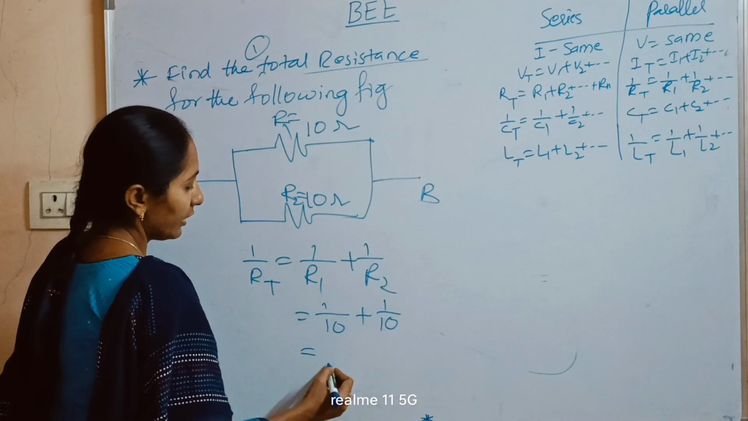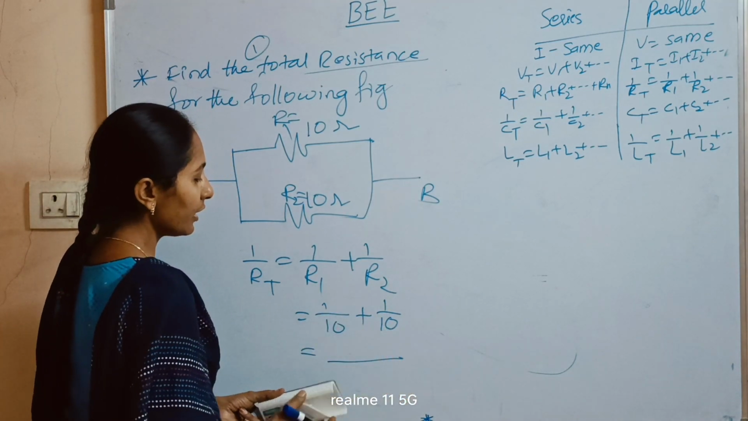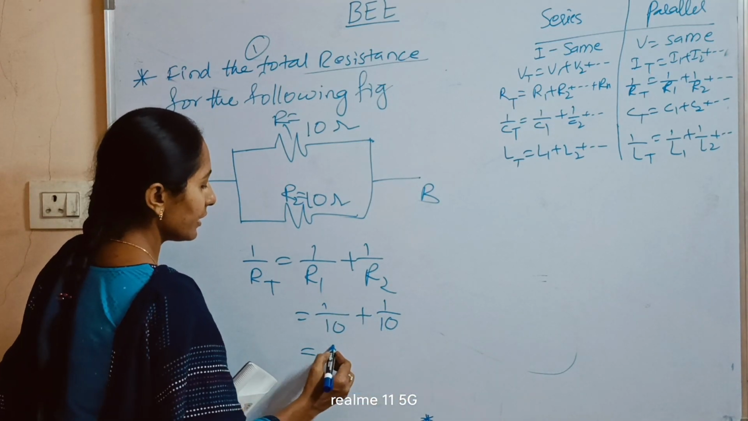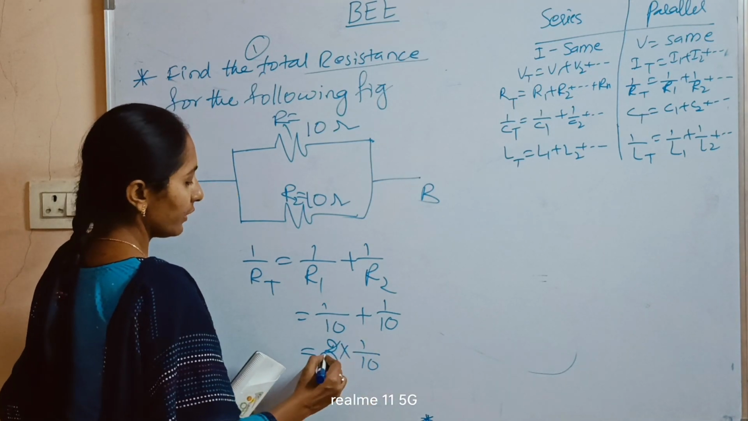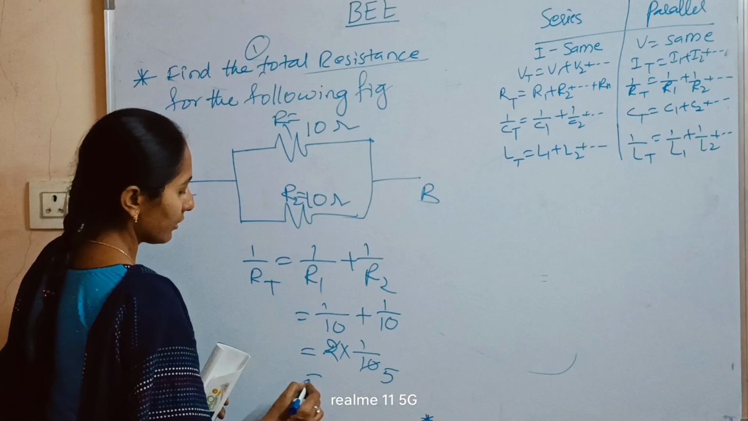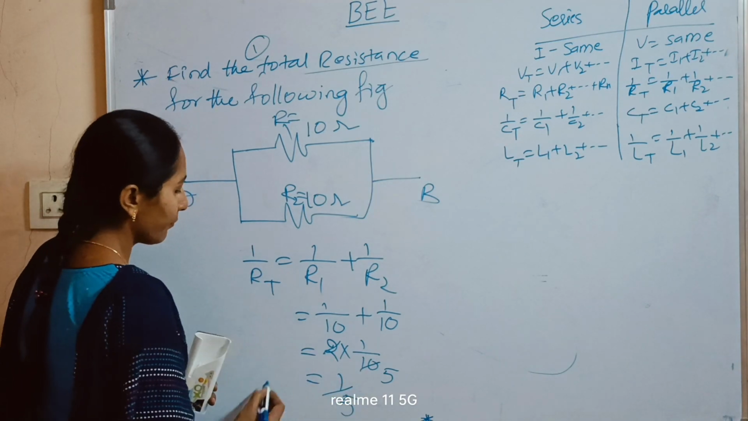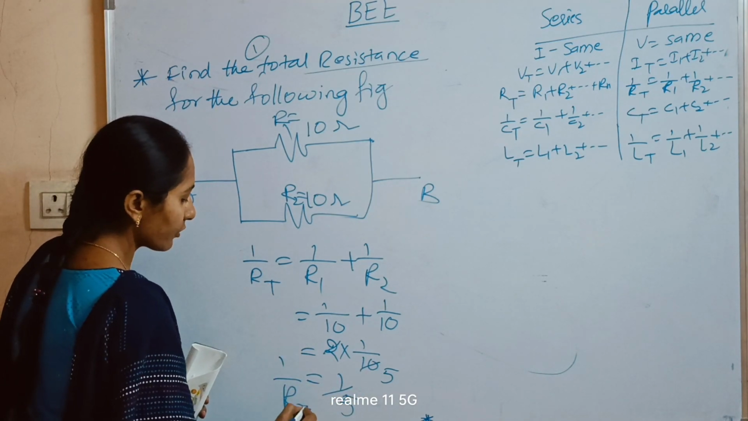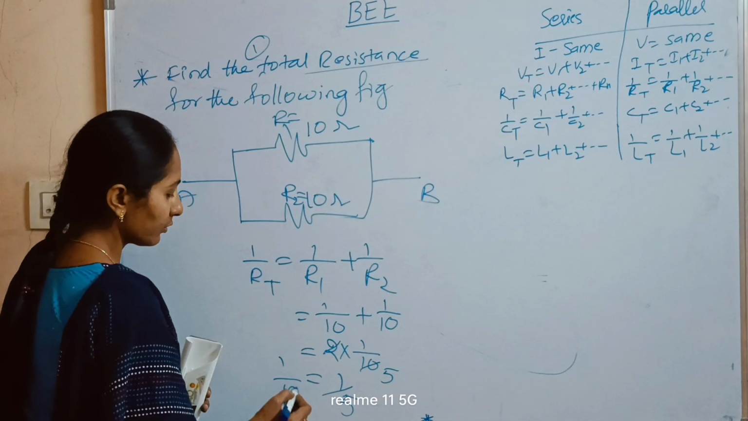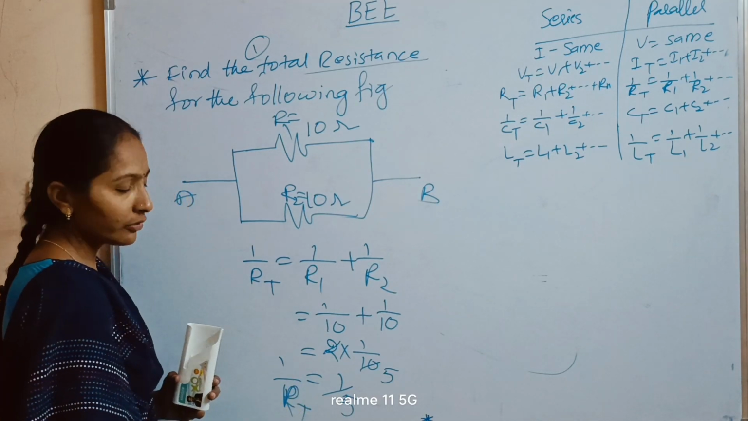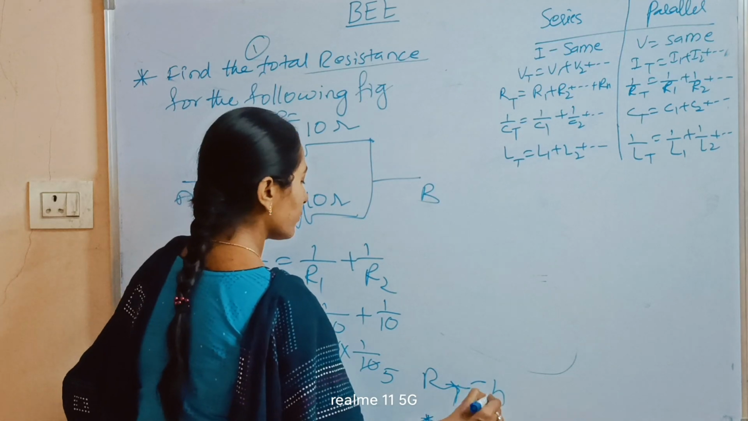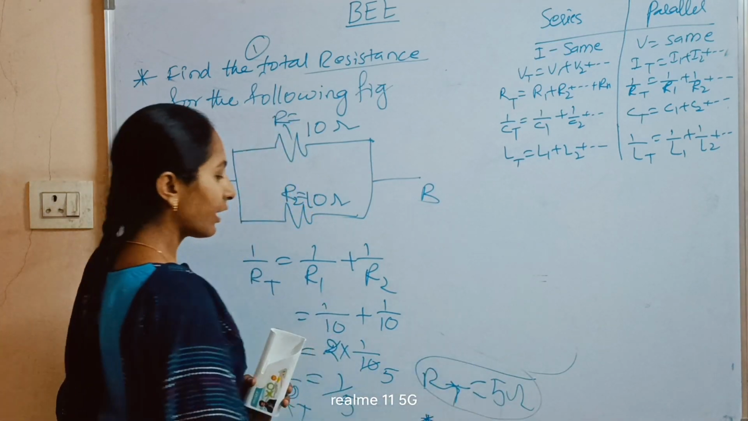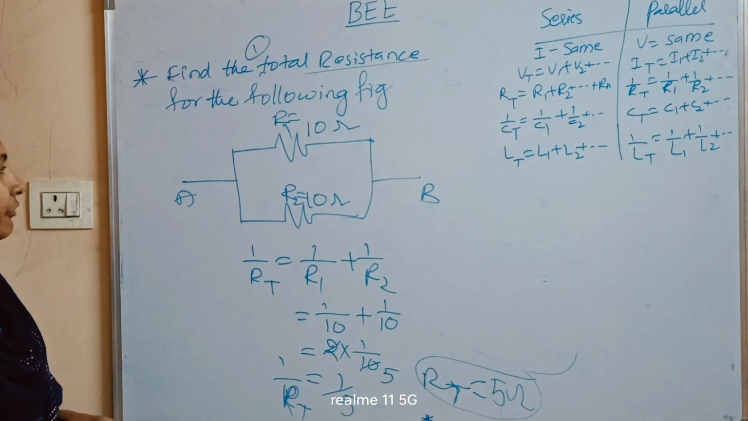So what is the LCM here? Both are the same, so we can consider 2 into 1 by 10. So 2 ones are 2, 2 fives are 10, so 1 by 5. This is 1 by R total. We want R total, so R total is equal to 5 ohm.